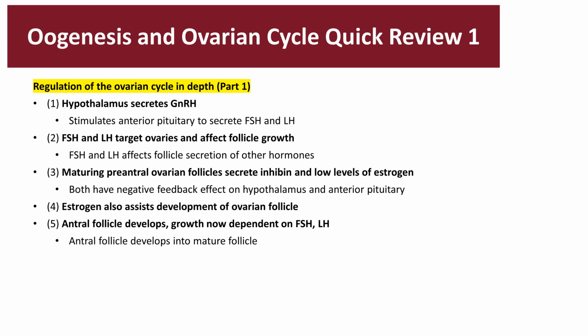The maturing preantral ovarian follicle is going to secrete inhibin and relatively low amounts of estrogen. This creates a negative feedback onto the hypothalamus and pituitary gland to slow down that release of hormones. Estrogen plays a role in assisting the development of the ovarian follicle, and as that follicle grows, it is dependent upon FSH and LH to mature and then rupture.